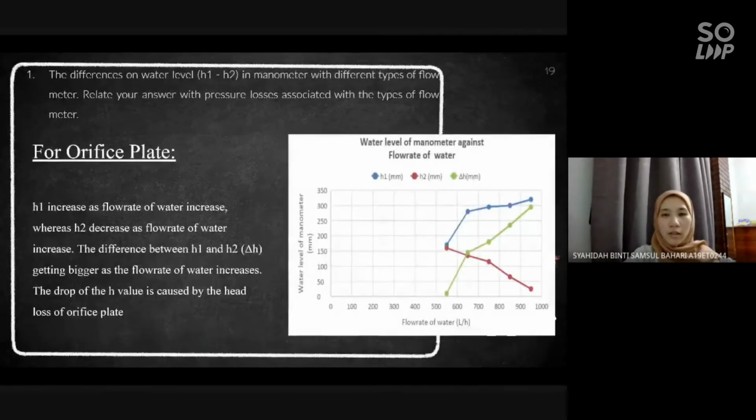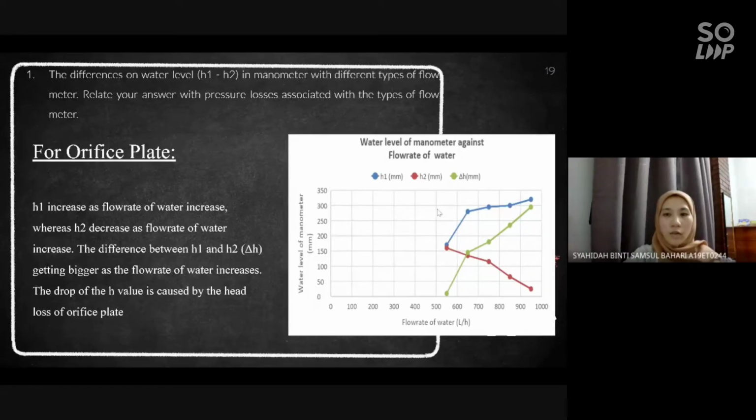Next, for the discussion, question 1. We need to find the difference of water level in the venturi meter with different types of flow meter, and then relate our answer with the pressure loss associated with the types of flow meter. For the orifice plate, first and foremost, we need to plot the graph. The y-axis is the water level of the manometer, and the x-axis is the flow rate of water. The blue color represents H1, the red color represents H2, and the green color represents delta H.